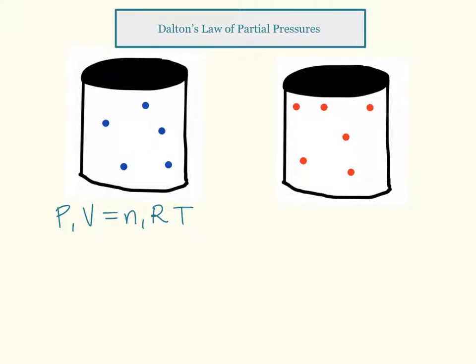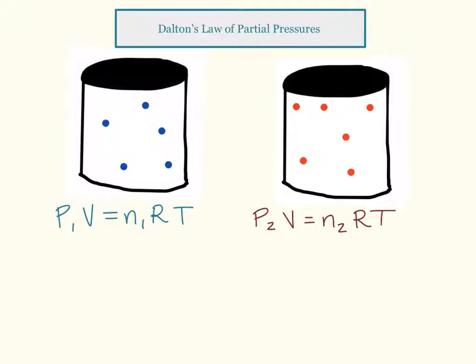Let's assume that the blue and red gases are in identical rigid containers at the same temperature. Then the red gas would have a pressure, the same volume, possibly a different number of moles, same gas constant, same temperature. We can rearrange the equations to isolate any of the variables we're interested in. Today, we're interested in moles and pressure.